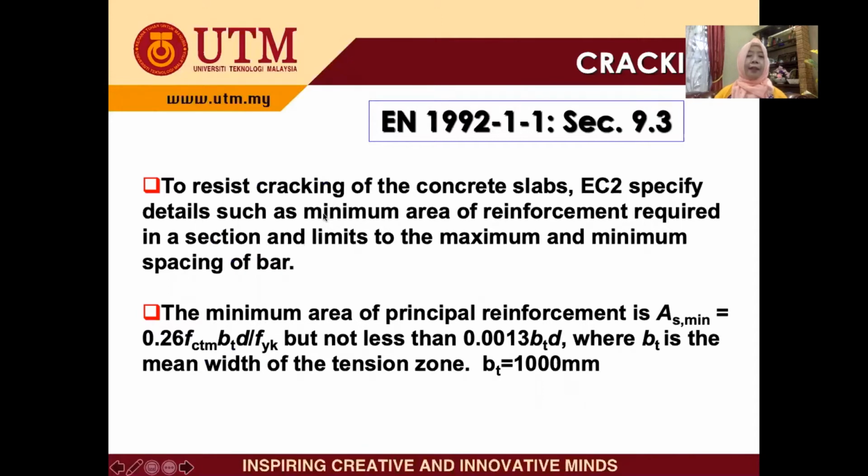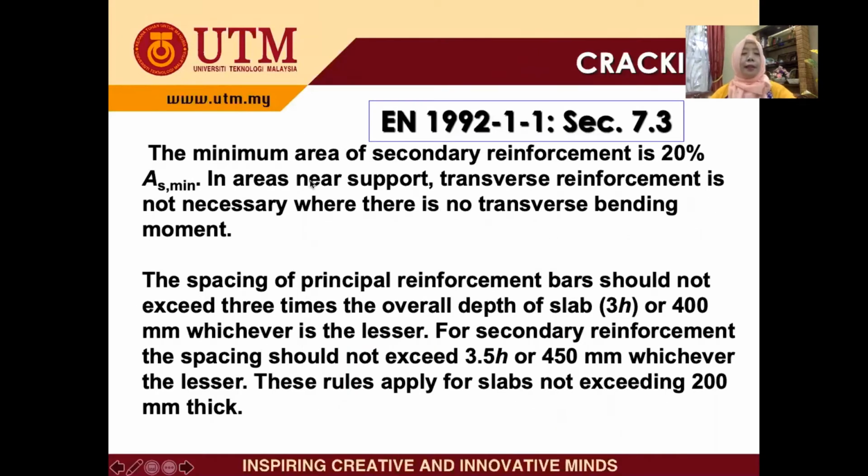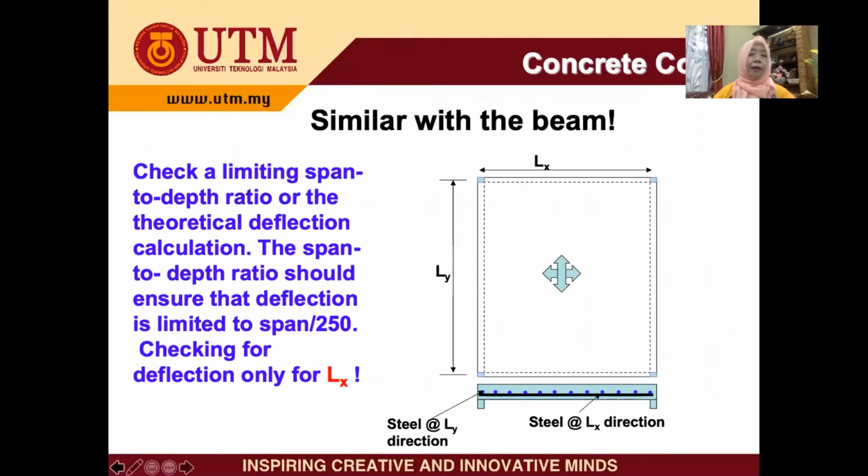And then the cracking. Cracking is different from the beam because the value of the s max will be obtained from a different formula. Let us see here. The minimum area of secondary reinforcement is 20% of AS min. Just now the transverse link is 20%. That one is to avoid the cracking.